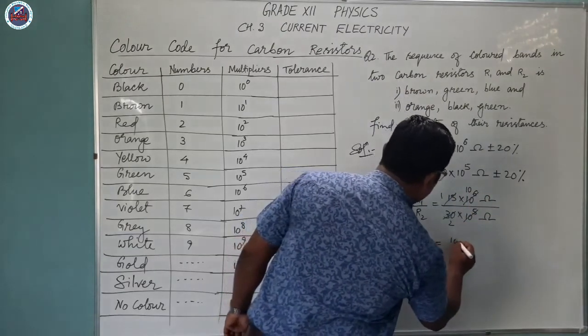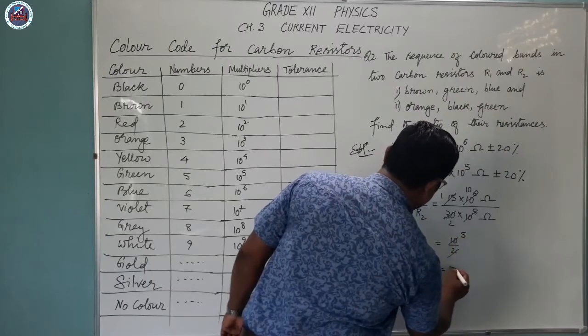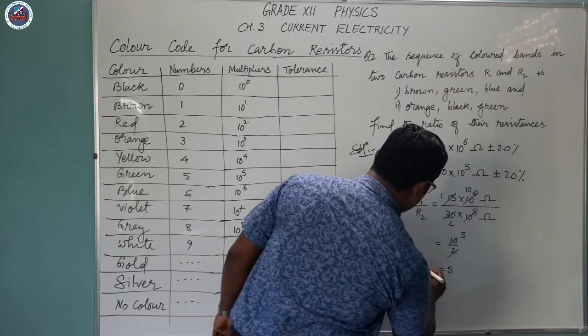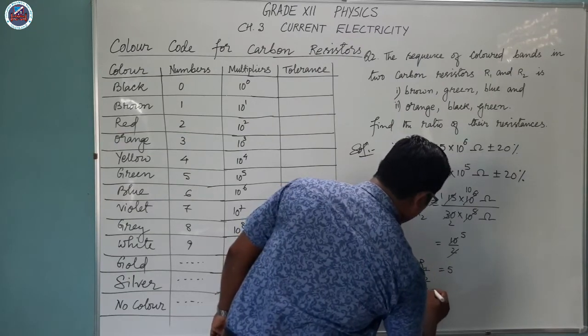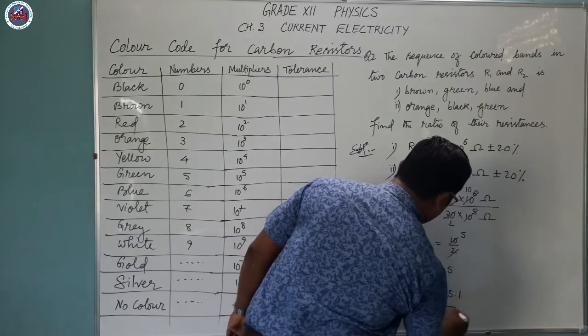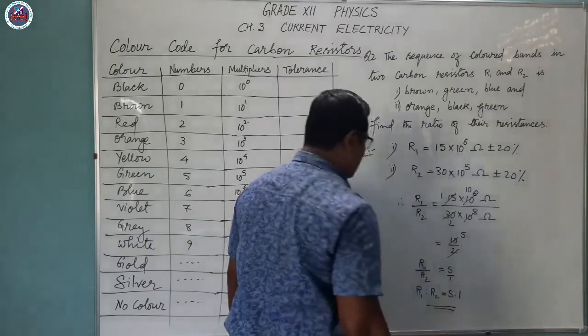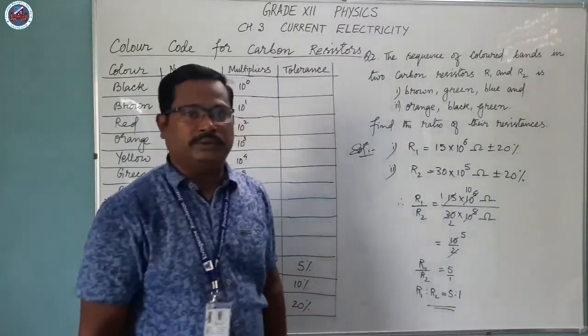If you cancel it, you will have 10 by 2. If you cancel it, you will get 5. So the ratio of the resistances, we write like this: R1 is to R2 is equal to 5 is to 1. Downside nothing means it is 1. So likewise you can find out the ratio.